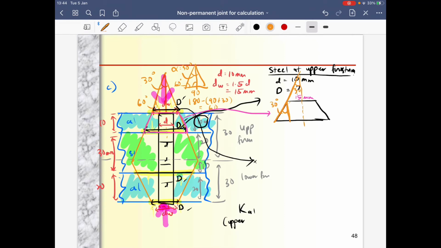Okay, so we want to use this one to know this. We have 30 degrees and then we have here 10 mm, right? This is 10 mm. Then you can get this, right? So basically, why do we want to know this? Because this is D. So basically, here also the same, right?